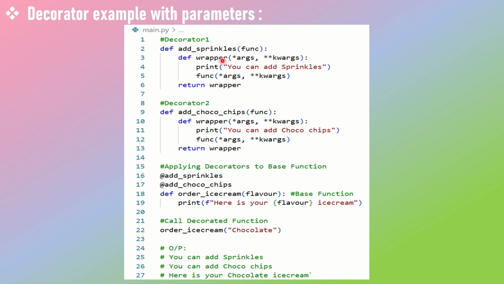This wrapper function will take the arguments inside it so that we are able to access these positional and keyword arguments inside this wrapper function. So inside this wrapper function, what extra functionality was I adding?